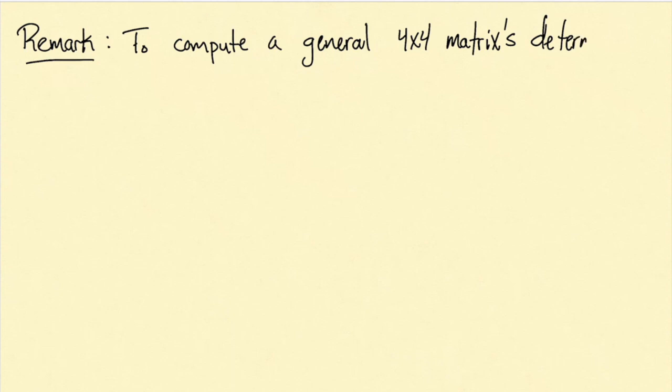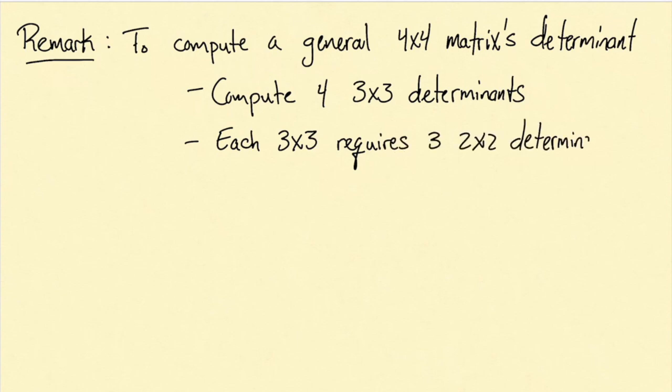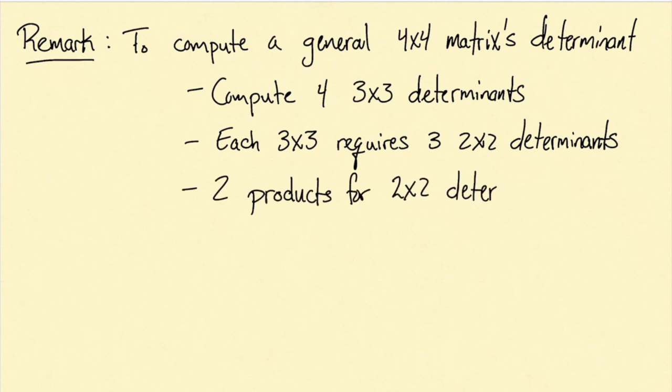For even a 4 by 4 matrix, this can be really tricky since it requires computing the determinant of 4 3 by 3 matrices. To compute each of these 3 by 3 determinants, we'll need to compute 3 2 by 2 determinants, and each 2 by 2 determinant requires computing 2 products. In the end, this results in performing 4 factorial or 24 computations.